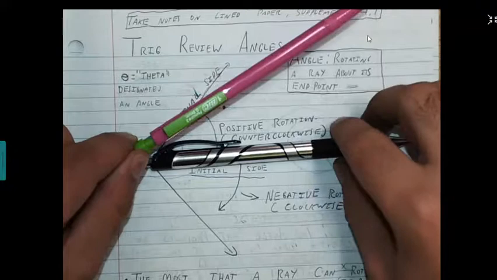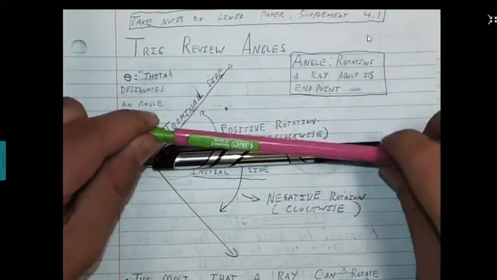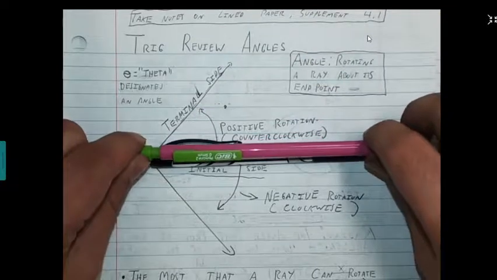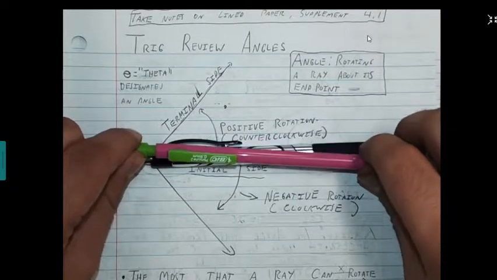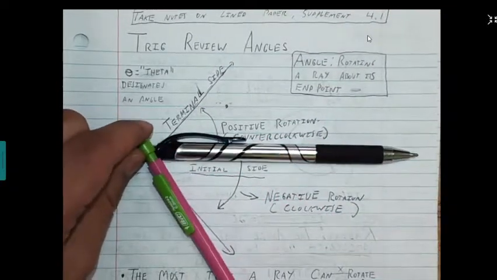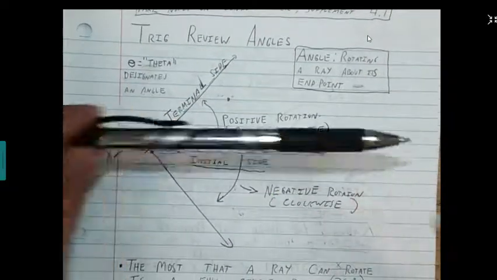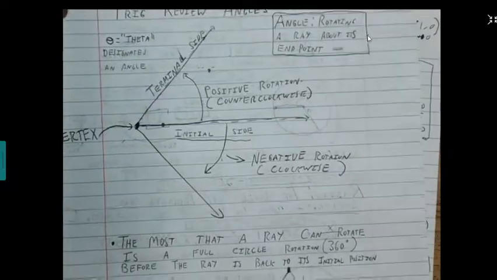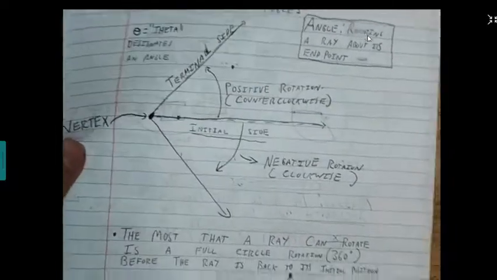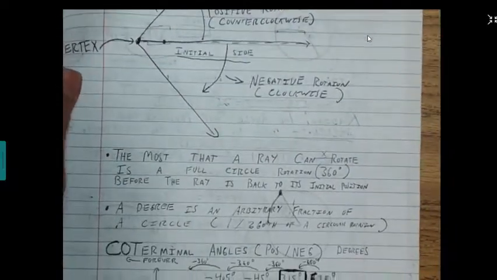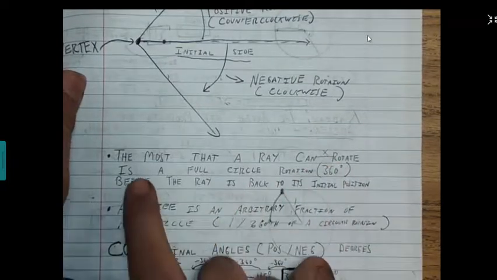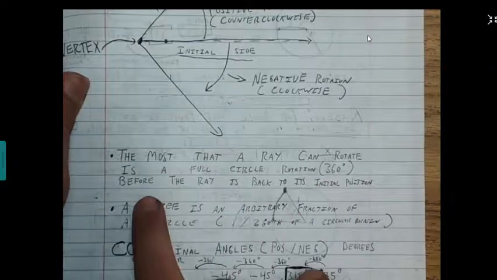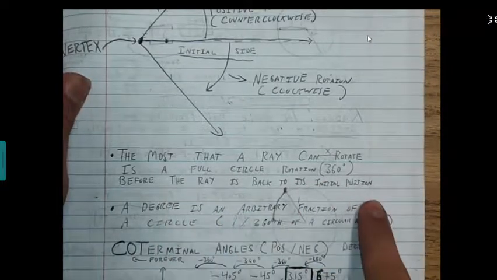So positive rotation, you're going to be rotating counterclockwise, and with the negative rotation, you're going to be rotating clockwise. Just make a note that the most that a ray can rotate is a full circle rotation. That's 360 degrees before a ray is back to its initial position.